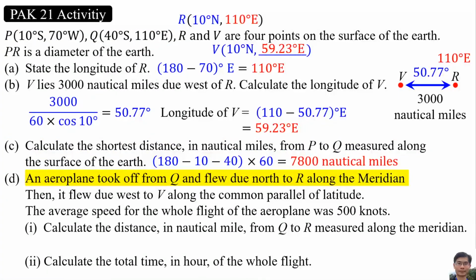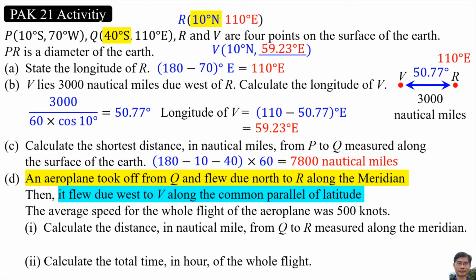D. An airplane took off from Q and flew north to R along the meridian. It means from 40 degree S to 10 degree north. Then it flew due west to V along the common parallel of latitude. So the aeroplane fly from Q to R and then to V. R to V means from 110 degree east to 59.23 degree east. The average speed for the whole flight of the aeroplane was 500 knots.